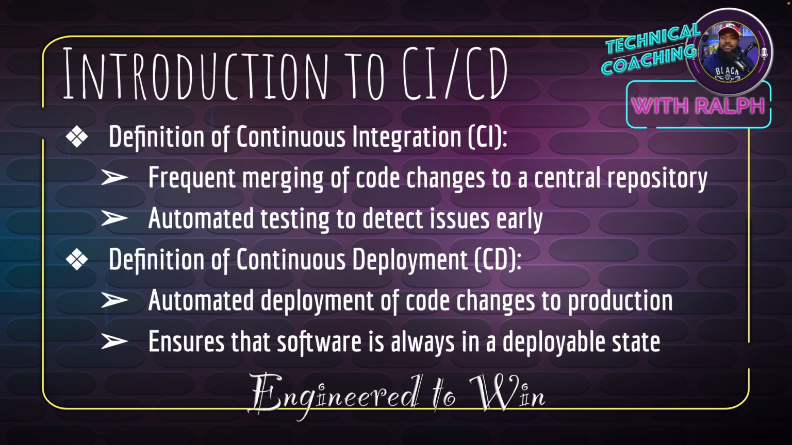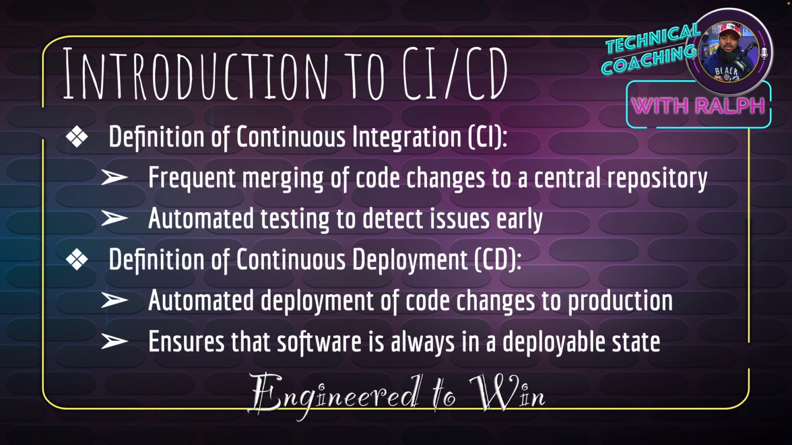So the definition of continuous integration is pretty much the frequent merging of code changes to a centralized repository. We're going to talk about repositories in a little bit, but we're always merging in new code, right? And then we're running automated tests to detect whatever possible issues early and often. We don't spend weeks writing a bunch of code and then put it together and see, oh, we have 100 different problems. No, we don't do that with continuous integration. We write our code, merge it on a regular basis, and run our tests to find out if everything is on the up and up, right?